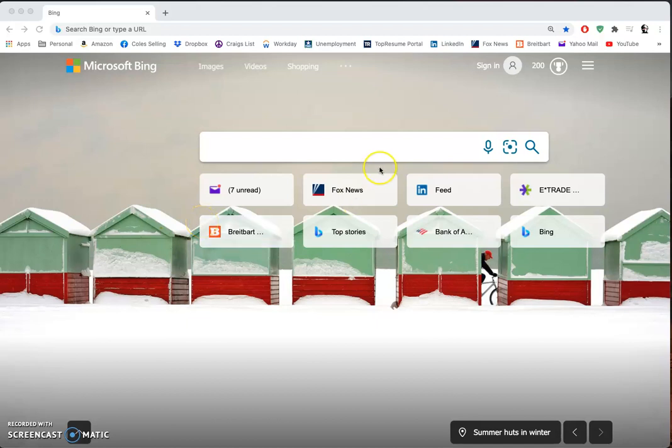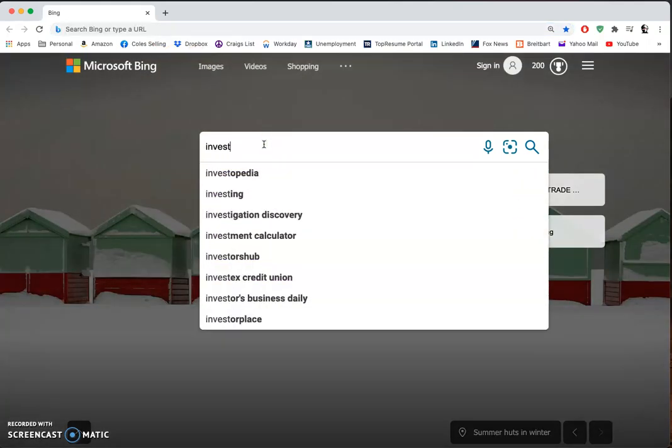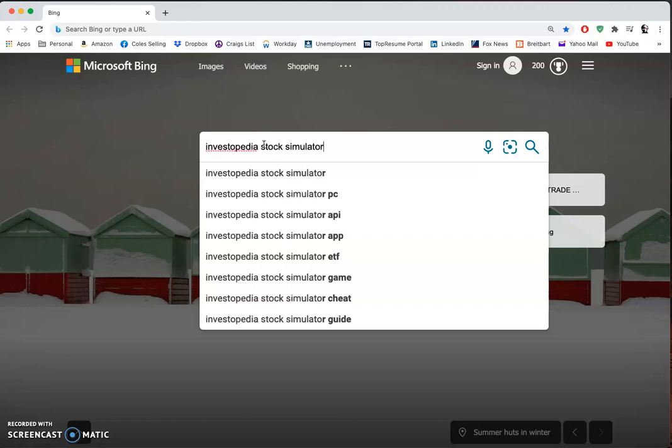This one is to show you how to use the Investopedia stock simulator. This is the one that I used. It started back in 2008 with $100,000 in Monopoly money, basically. And so I'm going to show you how to access it, set up an account, and what it looks like when you get there. So type in Investopedia stock simulator.